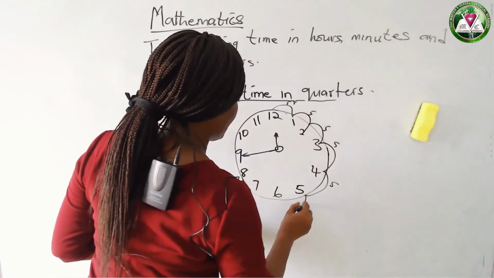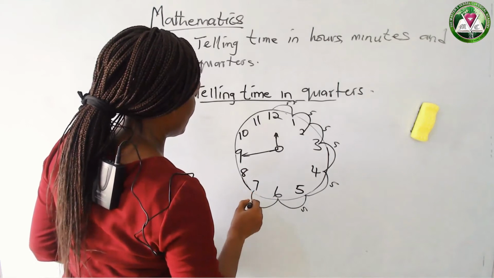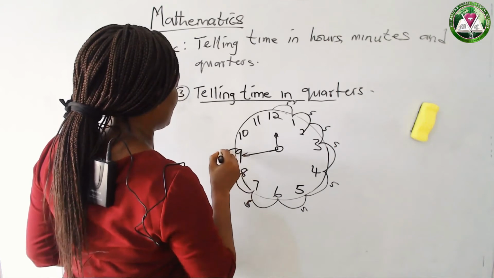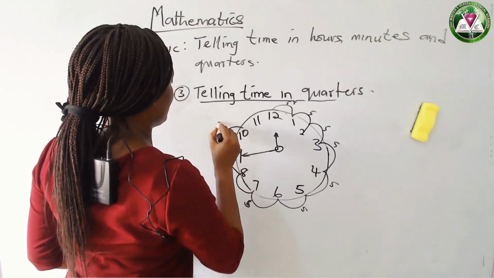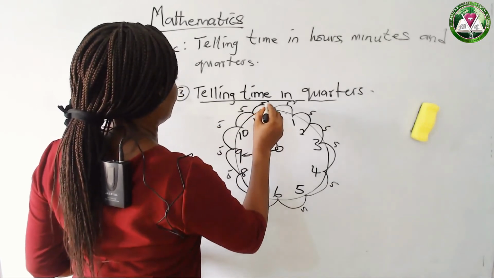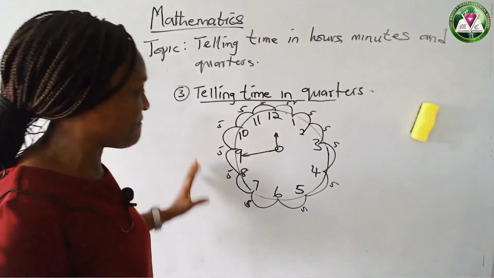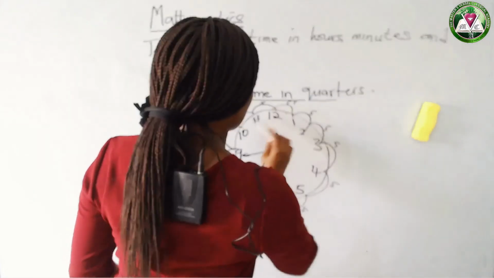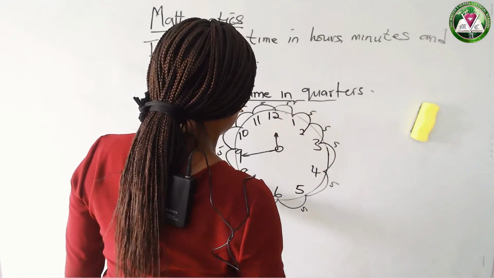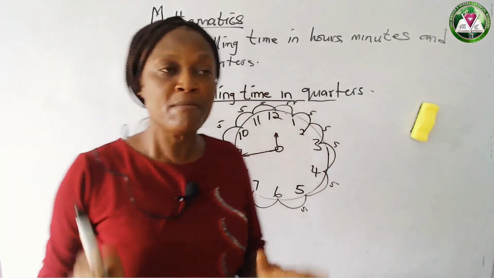So if you count all these 5s, 5, 10, 15, 20, 25, 30, 35, 40, 45, 50, 55, 60. That is 60 minutes make 1 hour.